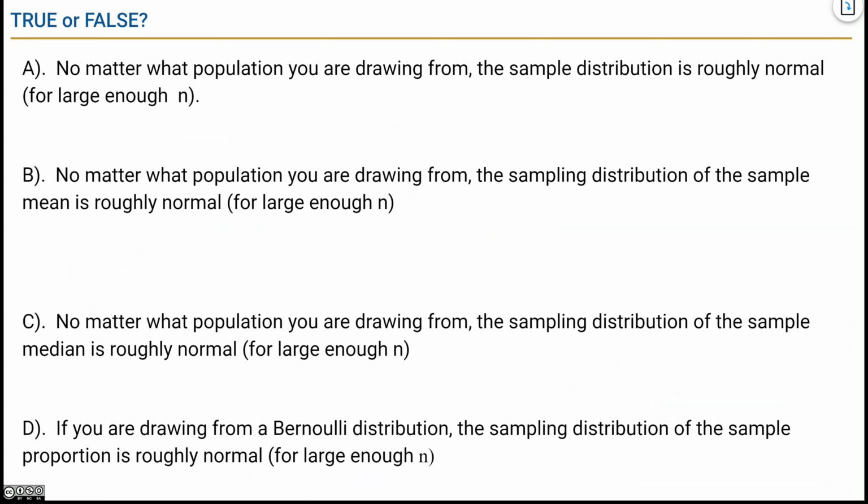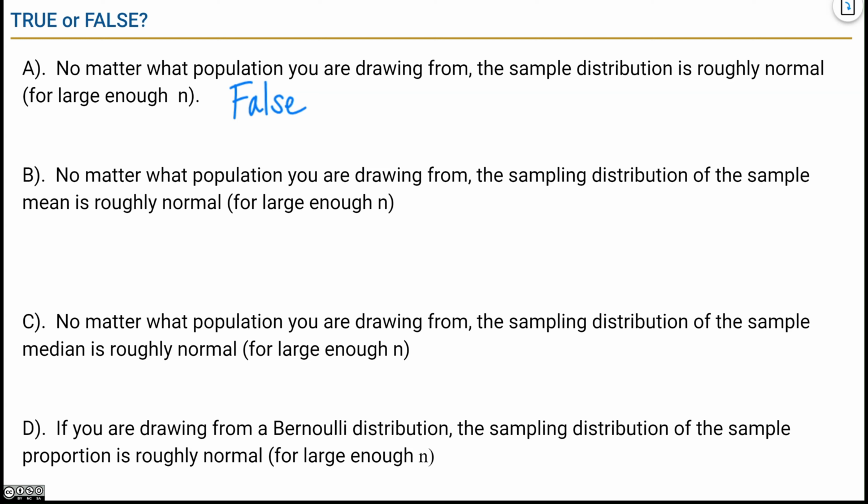All right, let's do another practice. Take a minute, read through these, and decide which of the following are true and which are false. All right: no matter what population you're drawing from, the sample distribution is roughly normal. That is false. The sample distribution should look like the population distribution that you're drawing from for a large enough n.